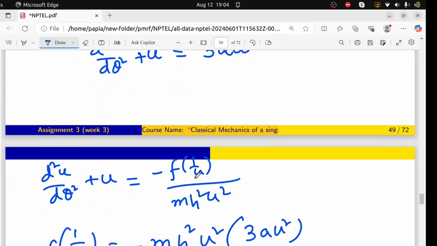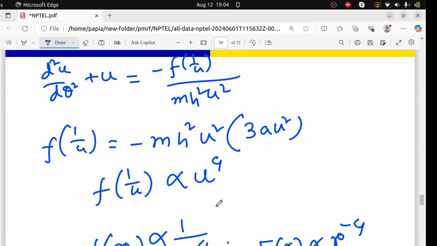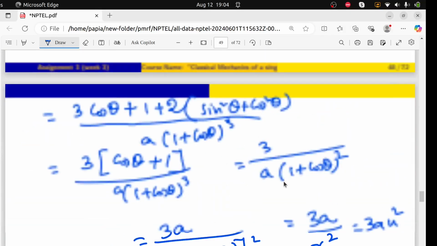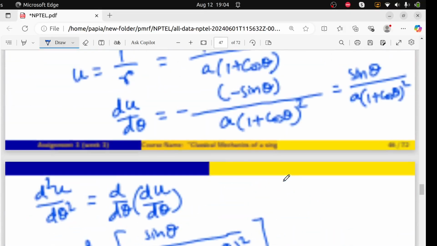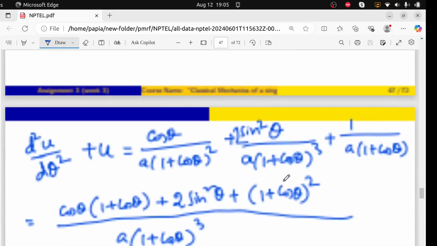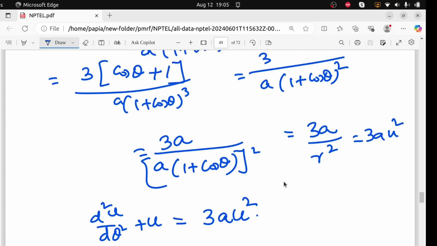So I just put it here, minus f of 1 by u by m a square u square. Then f of 1 by u is proportional to u to the power 4, which is f of r is proportional to 1 by r to the power 4. So f(r) is proportional to r to the power minus 4. So that's how I got the answer: f(r) is varying as r to the power minus 4. Okay.